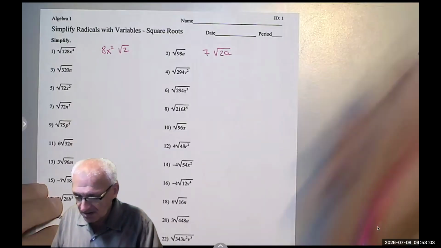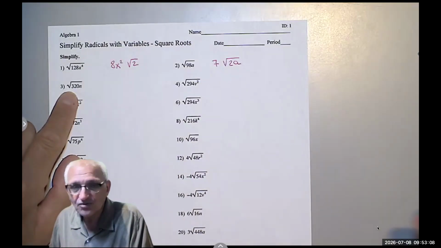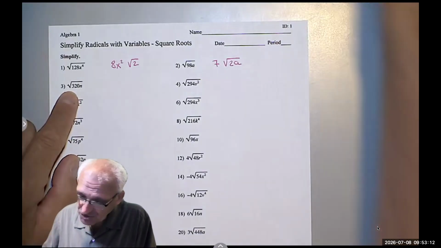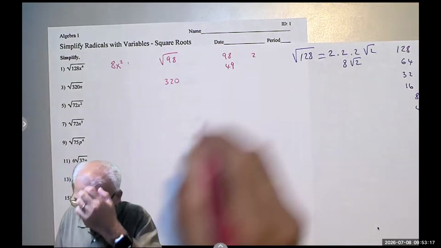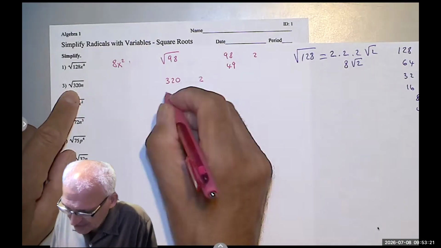Now, let's move to the next one. Square root of 320. I know there is no square root of 320. It's not a perfect square. So what do I do? I keep reducing it until I find the square. It's an even number, so I divide by 2. That's 160.